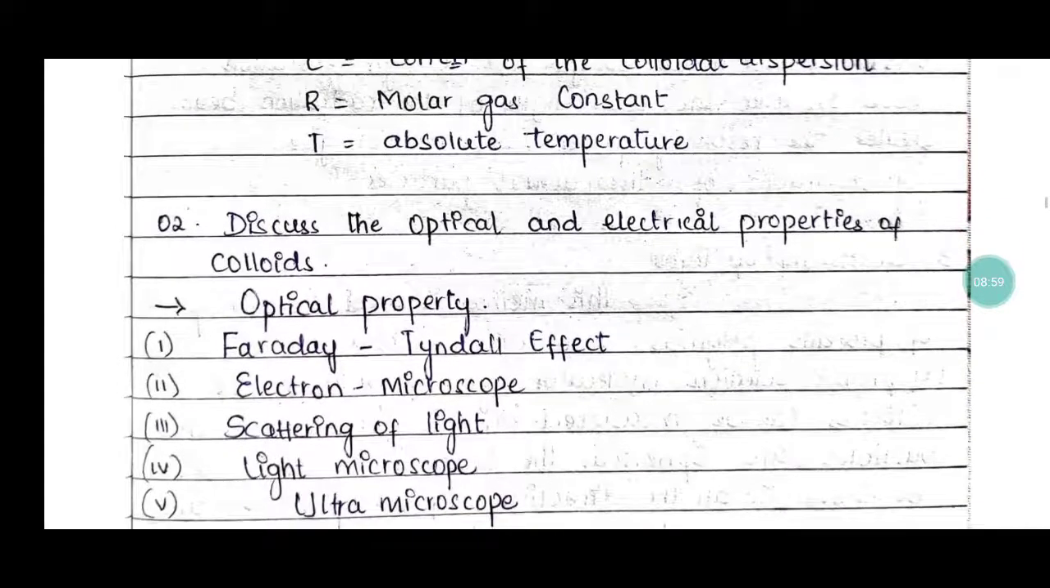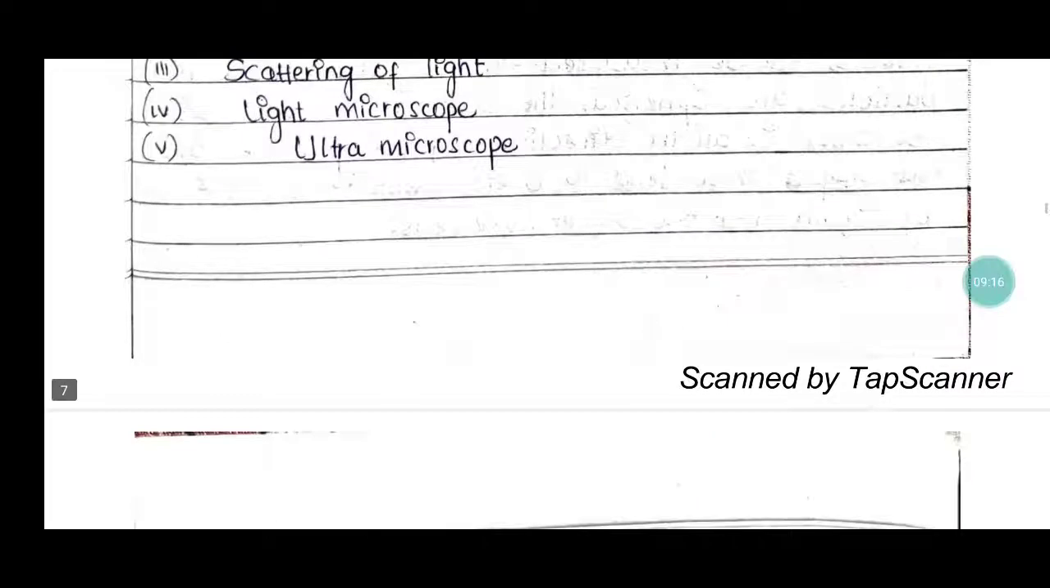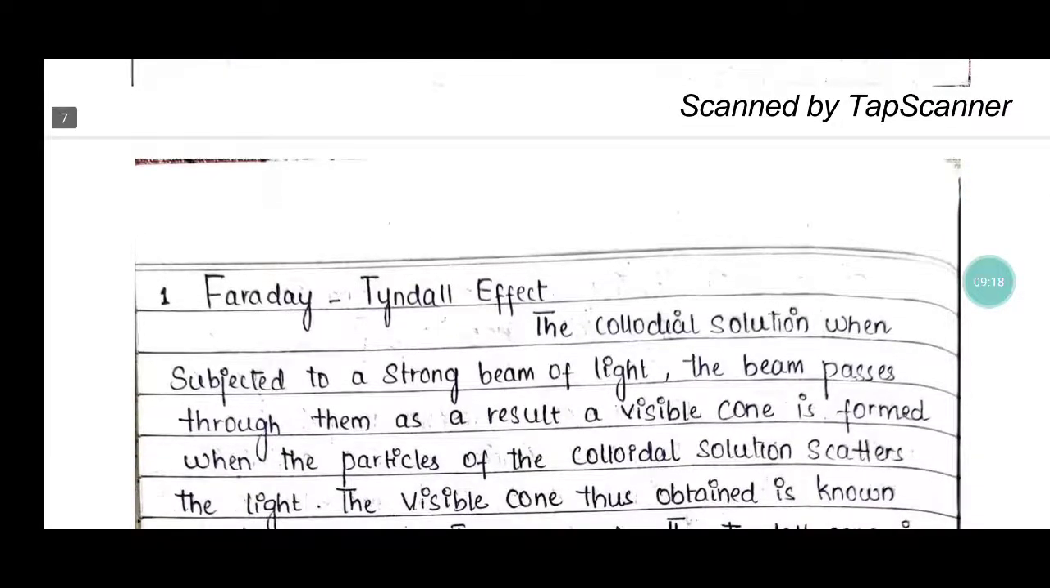Moving to the next question, that is the second question. Discuss the optical and electrical properties of the colloids. For optical properties, we have the sub parts: Faraday-Tyndall effect, electron microscope, scattering of light, light microscope, and ultra microscope. I'll start from the first, Faraday-Tyndall effect.